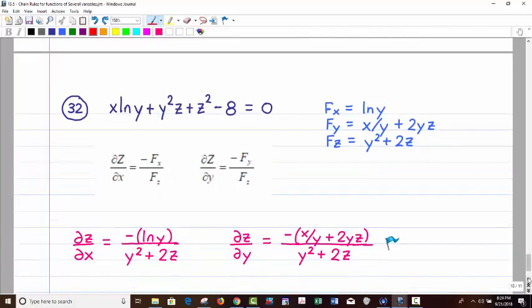And there, of course, the formulas both have the negatives there. So it's the negative of ln of y over y squared plus 2z, and then the negative of this one, the negative of x over y plus 2yz over y squared plus 2z. And that concludes the video for chain rules for functions of several variables.